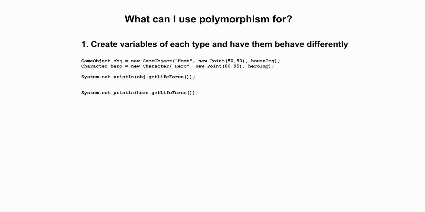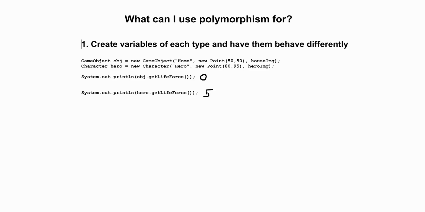Well, when I call getLifeObject on the GameObject, it is always going to return 0. But when I call it on the hero, it will return the value of the life force of a hero. So that might be something like 5, or whatever the current value of the life force of that hero is, because it's using the two different implementations of it.